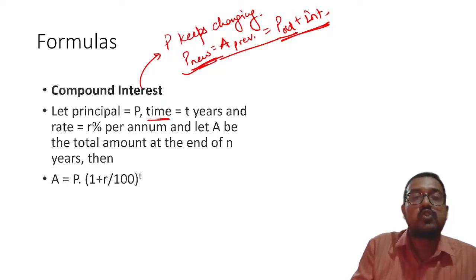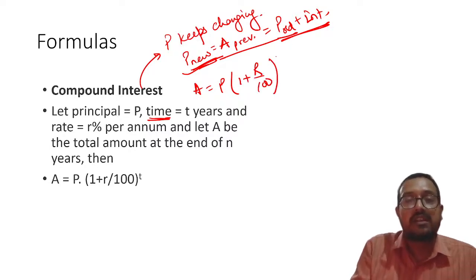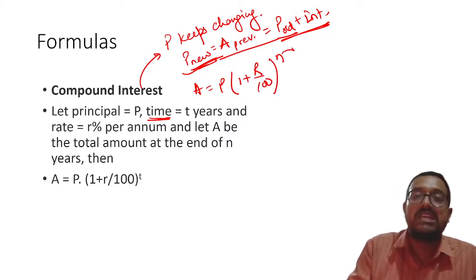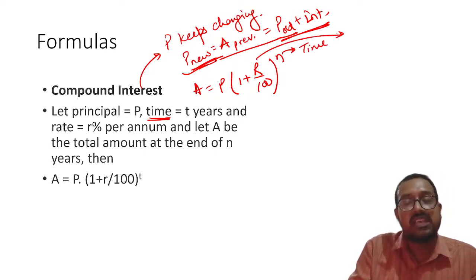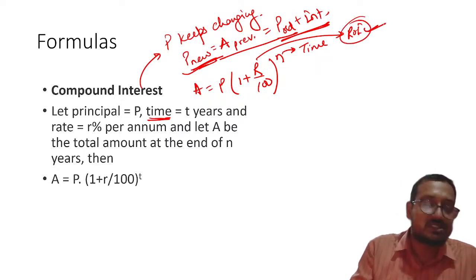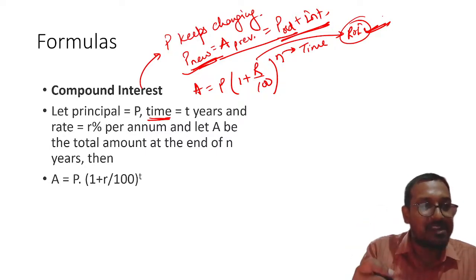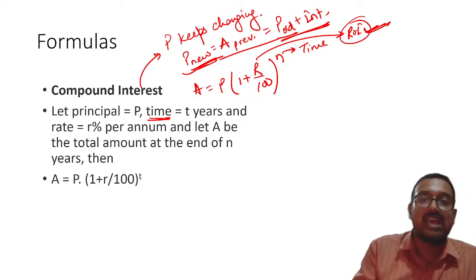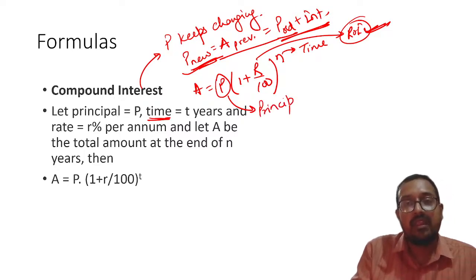Now the formula which you should remember is amount is equal to P into 1 plus R by 100 raised to power n. Previously it was T, time. Here N is time. R is the same as usual, rate of interest. This is not return on investment, this is rate of interest. ROI, return on investment, is a separate thing. And P will be the principal, and here it will be the amount.